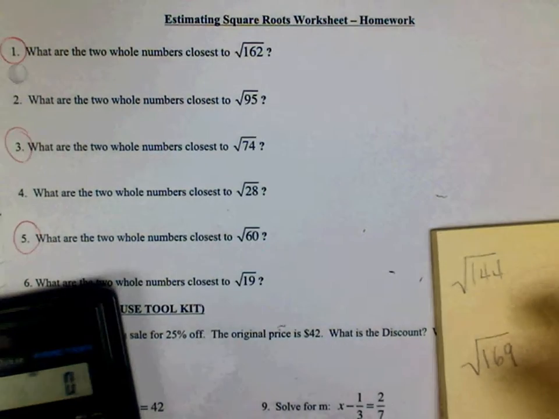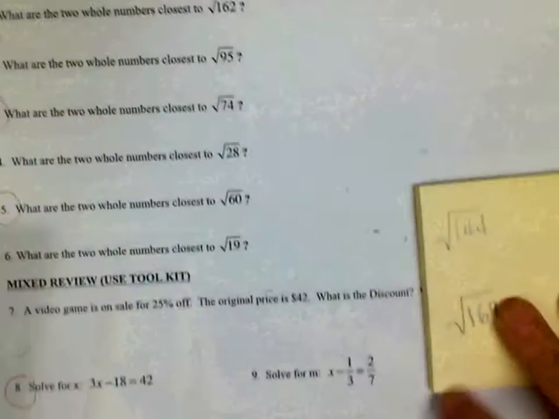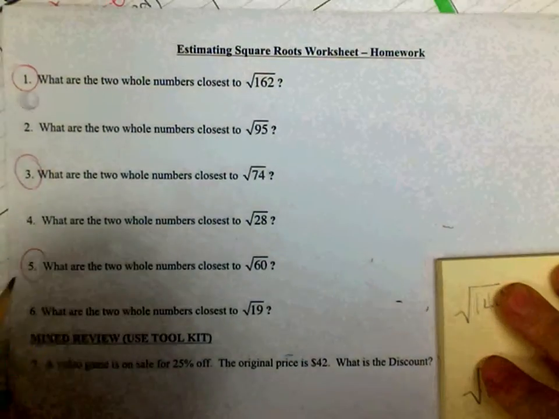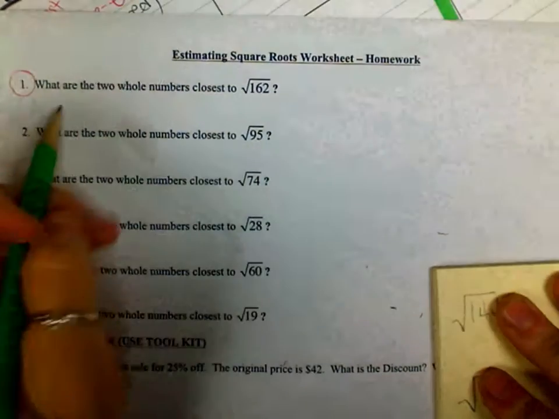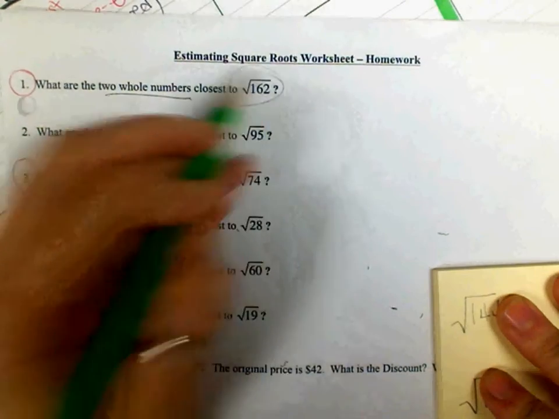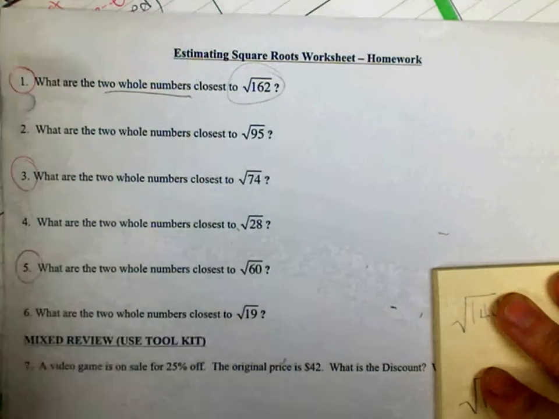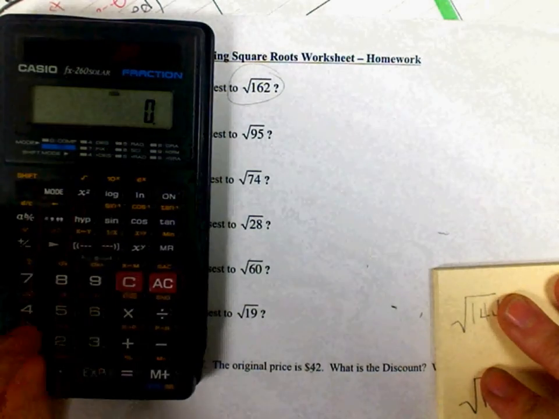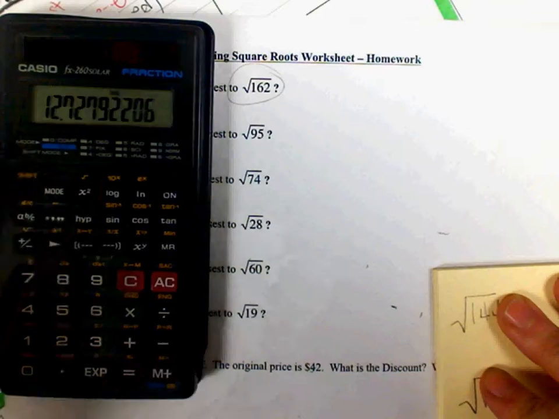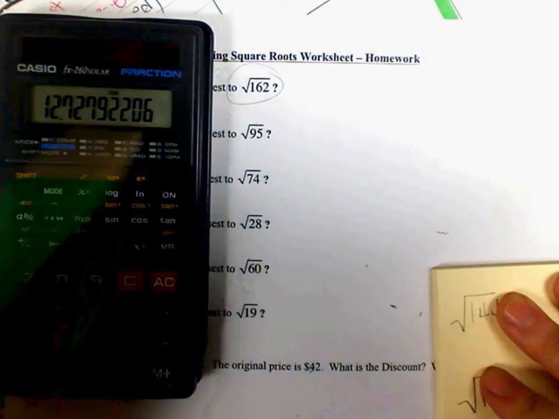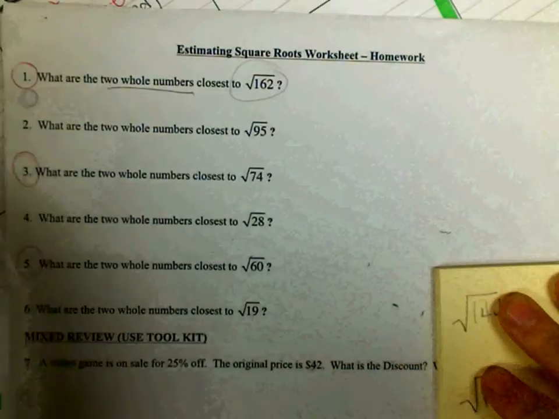This is over estimating square roots. So there's only 3 you were supposed to do here. What are the two whole numbers closest to the square root of 162? Now if you put the square root of 162 in a calculator, it gives you not a whole number. So we're going to estimate like we did in class.